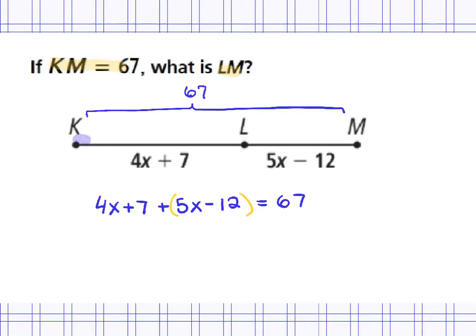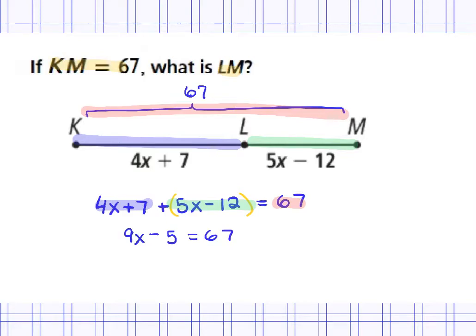For this problem, I know that 4x plus 7 plus 5x minus 12 is equal to the entire value of 67 units. So I just set up an equation where I have 4x plus 7 and then 5x minus 12, and that's equal to 67. Now we just solve for x by combining like terms and isolating the variable. So after combining like terms, I have 9x minus 5 is equal to 67. Add 5 to both sides. Then I get 9x is equal to 72. Divide by 9, and that yields x is equal to 8.